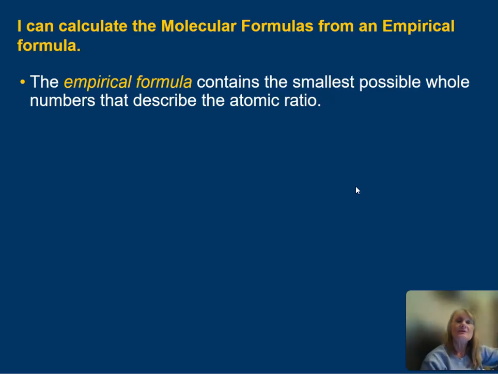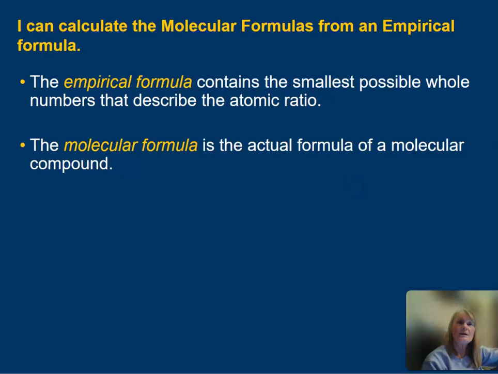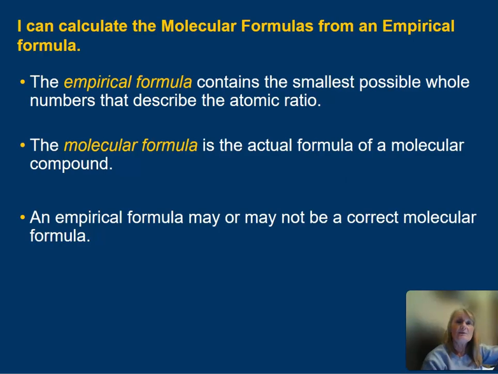So remember the definition of an empirical formula. An empirical formula contains the smallest possible whole numbers that describe the atomic ratio. So it's always the smallest, again like your fraction reduced to simplest form. Whereas your molecular formula is the actual formula, and it may not be the simplest. It might be, and it might not be. I'll give you some examples of when they're the same and when they're not in class. So an empirical formula may or may not be the correct molecular formula.